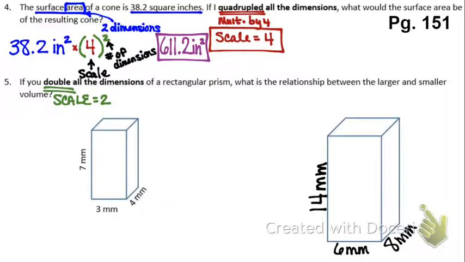Cool. We want to try to determine the relationship between the larger and the smaller, what's that last word? Volume. How do you find the volume of something? Length times width times height. So how many dimensions are we talking about now? 3 dimensions.